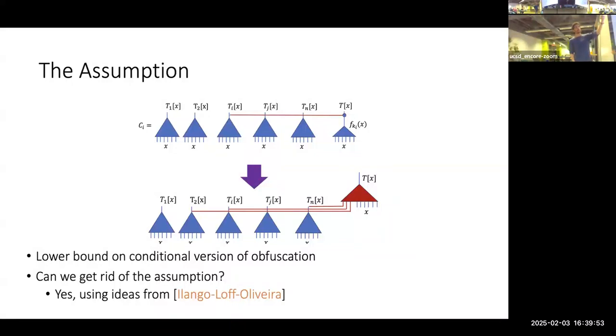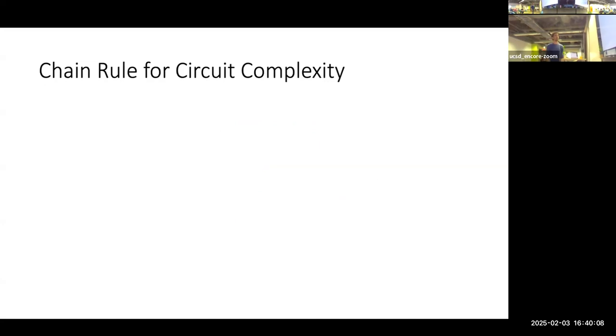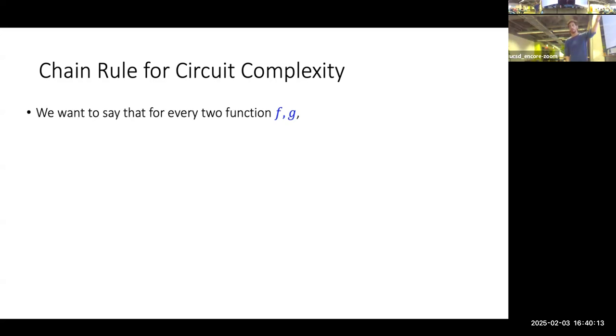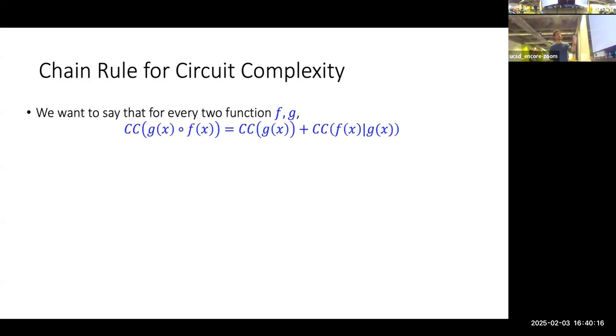What we really want here is to claim that this is always the case. For any obfuscation, we can always extract the circuit that computes T1 to Tm from the output of the IO. So what we want is some kind of chain rule for circuit complexity. We want to claim that for any two functions f and g, if we look at the circuit complexity, the size of the minimal circuit that computes the concatenation of g and f is always the size of the circuit computing g of x alone, plus the size of the circuit computing f of x given the output of g of x.